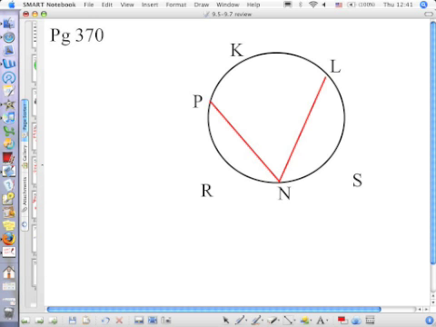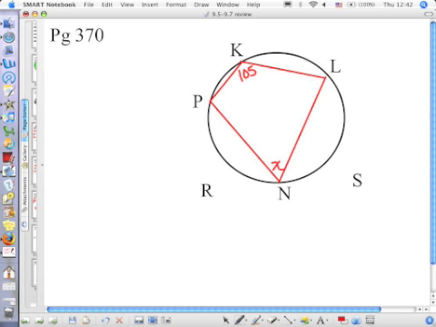And then I'm going to see what else they give me. They give me angle K. Okay, well, here's angle K. It says this is 105, and I'm looking for this. Sweet. We're looking for this.